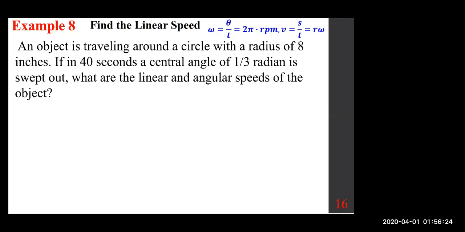An object is traveling around a circle with a radius of 8 inches. If in 40 seconds a central angle of 1/3 radian is swept out, what are the linear and angular speeds of the object?